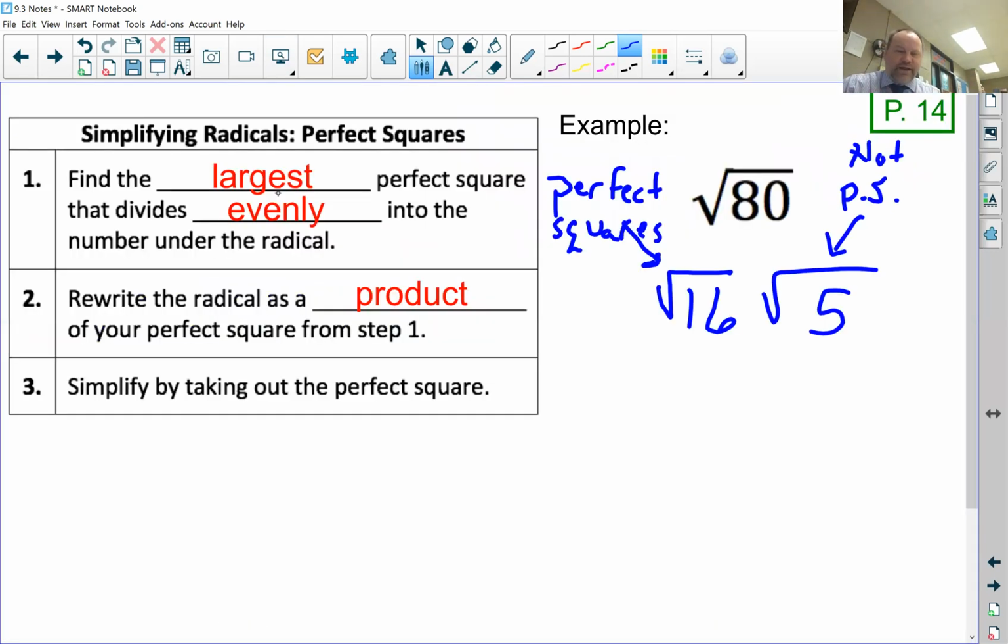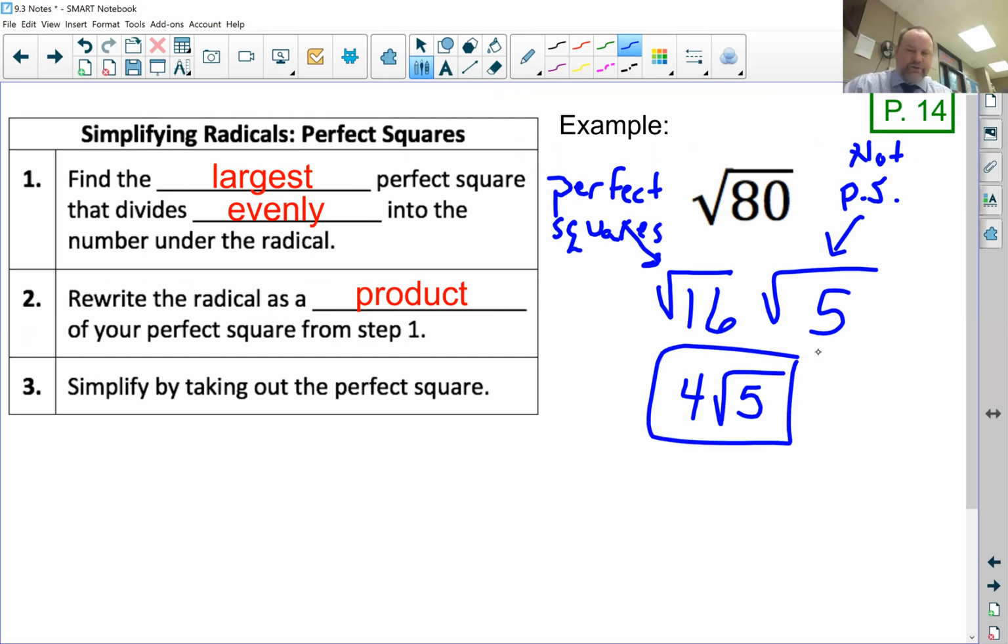So there are my perfect square and non-perfect square. And the square root of 16, well, 16 is 4 times 4. So the square root of 16 is 4. And I'm done. There are other ways to go about simplifying radicals.